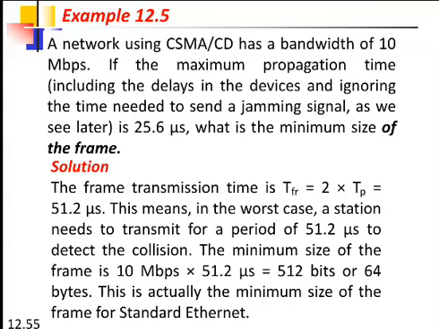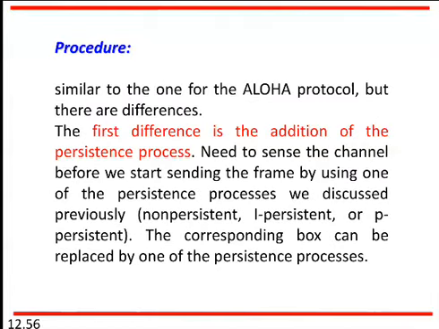So in the given bandwidth of 10 Mbps, the minimum size of the frame is bandwidth multiplied by the time. We get it as 512 bits, or 64 bytes. This is the minimum size of the frame for the standard Ethernet.